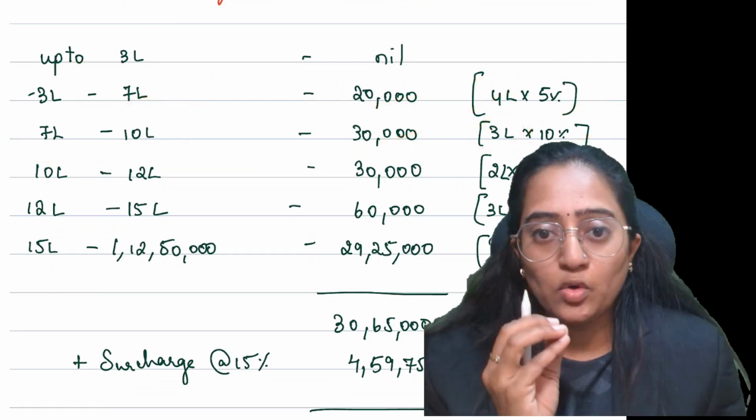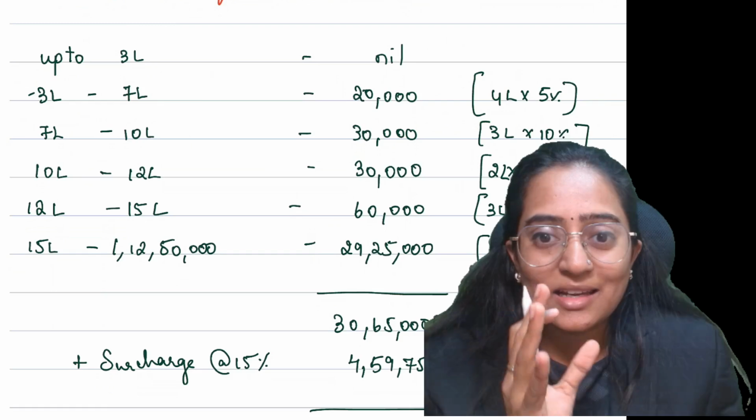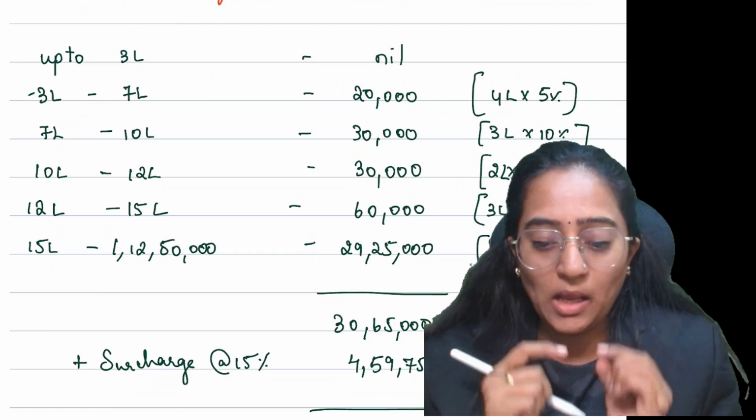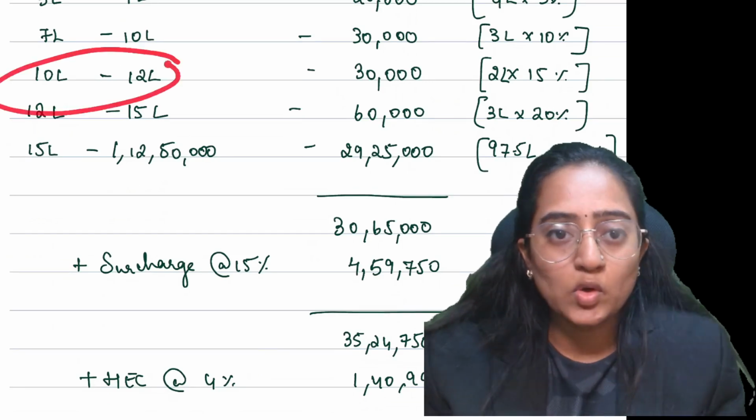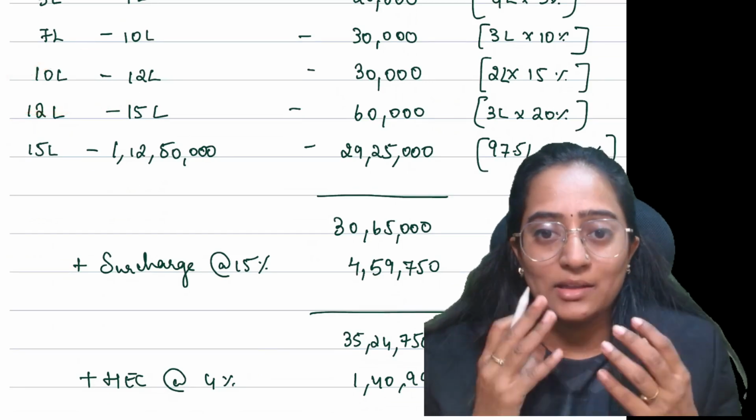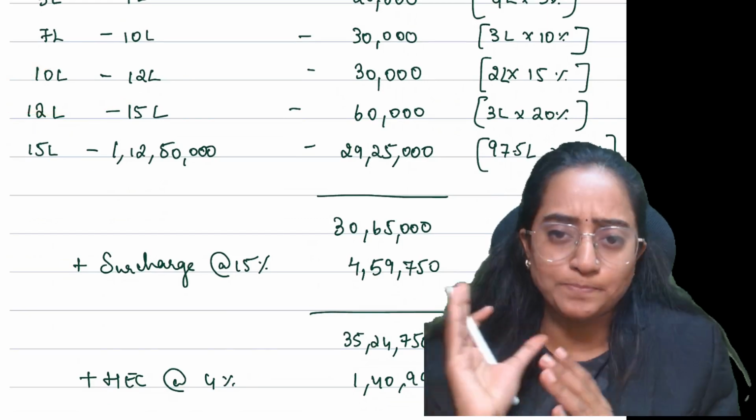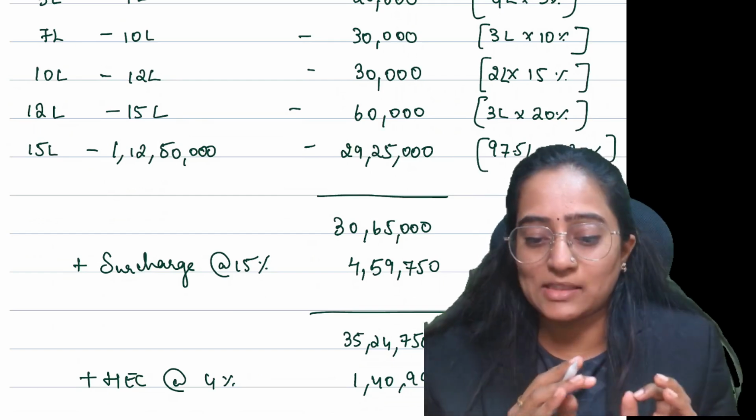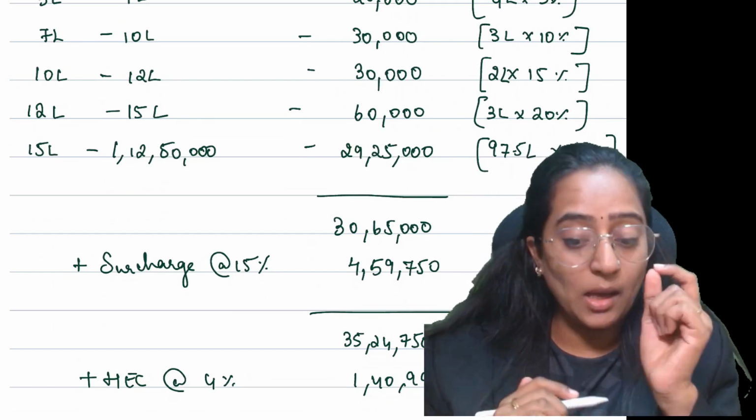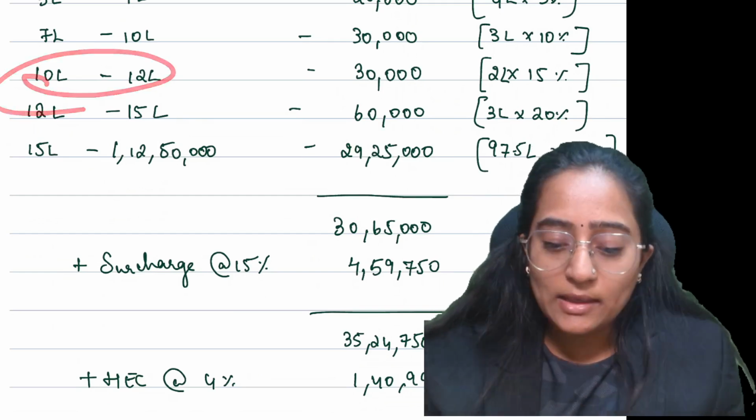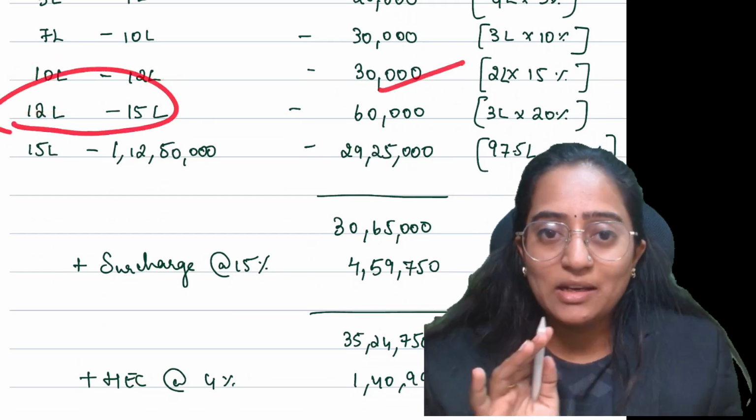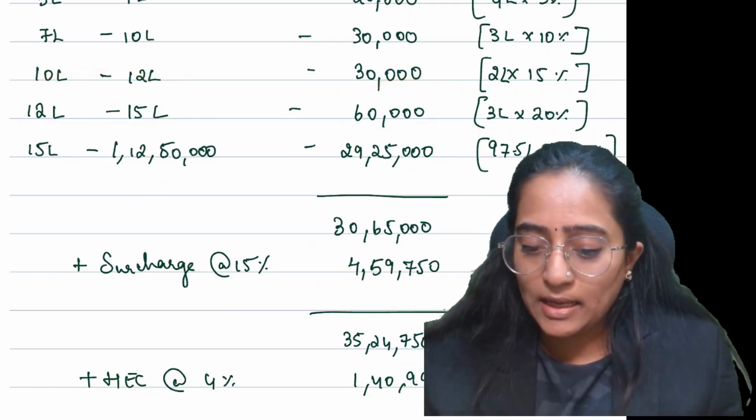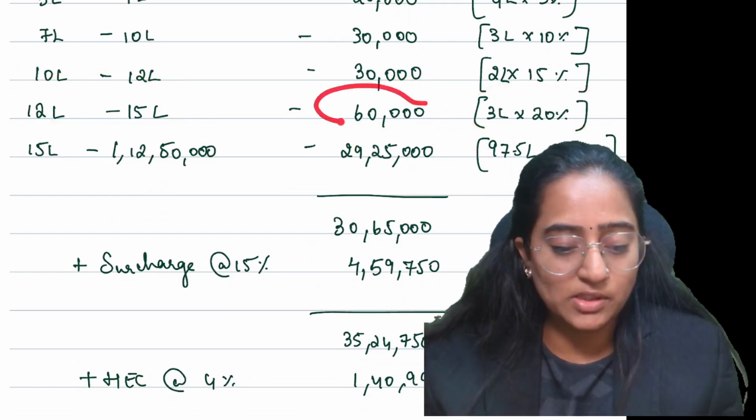People, I'm assuming you already know how to calculate this tax liability. This is an amendment video, people. I'm repeating again: if you want further clarity, there are other videos on my channel. You can watch those for better clarity on the calculation of tax liability. Here we are doing the example and the amendment. Remember, 10 lakh to 12 lakh is going to be 30,000. 12 lakh to 15 lakh is going to be 60,000. How? The difference is 3 lakh, multiplied by 20%, is 60,000.